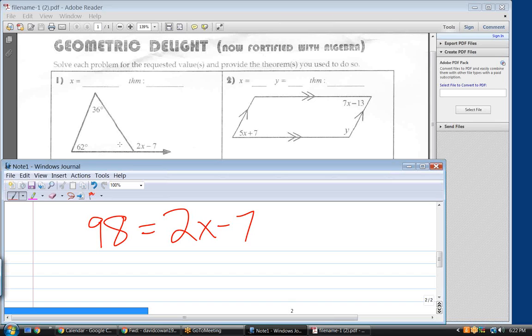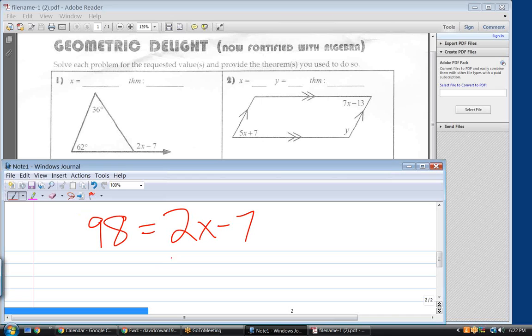Okay, and the reasoning is that, see this angle right here? That's supplementary to 2x minus 7, correct? It's also supplementary to these two. Since it's supplementary to both, then this one must be equal to the sum of those two. That makes sense. One way to remember it.